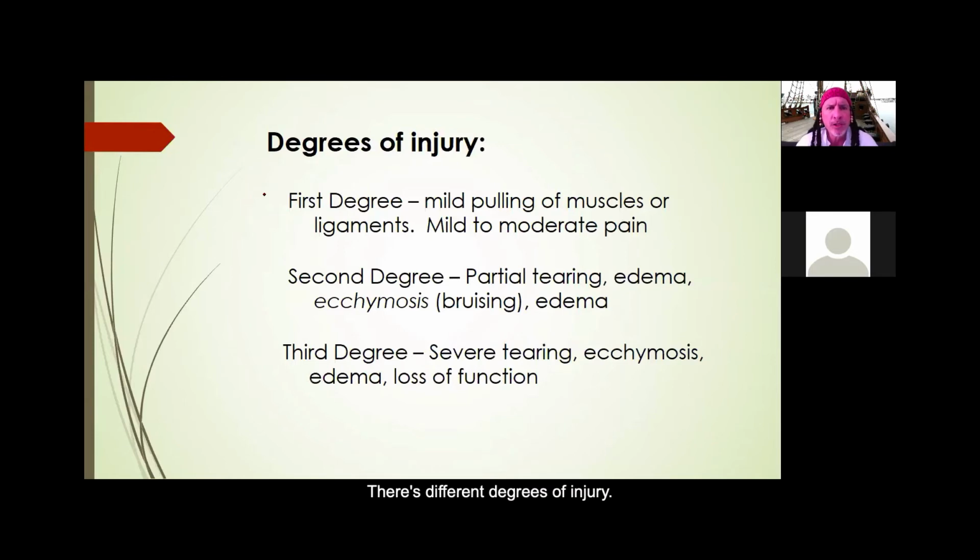There's different degrees of injury. First degree is a mild pulling. There again, you're walking down the stairs, you twist your foot, ouch. Okay, you pulled the ligaments. It may swell up a little, but it's going to go away. If you have a second degree injury, a sprain or strain, it's going to result in a little bit of tearing, maybe of the ligament or of a tendon. It's going to result in some edema and some ecchymosis.